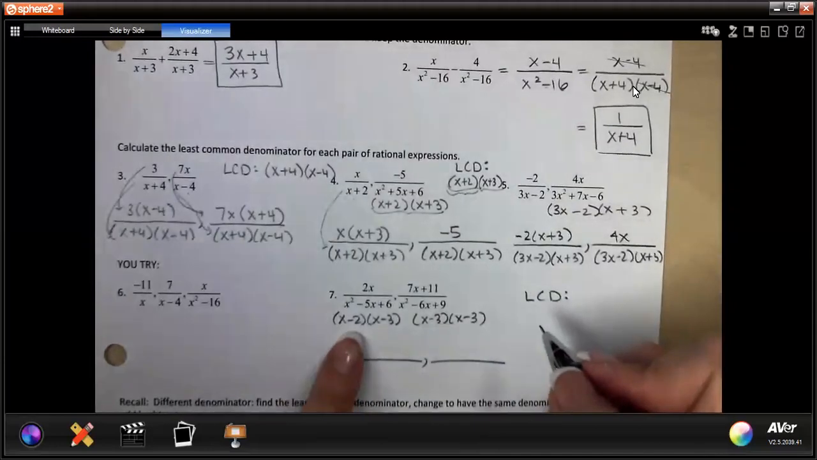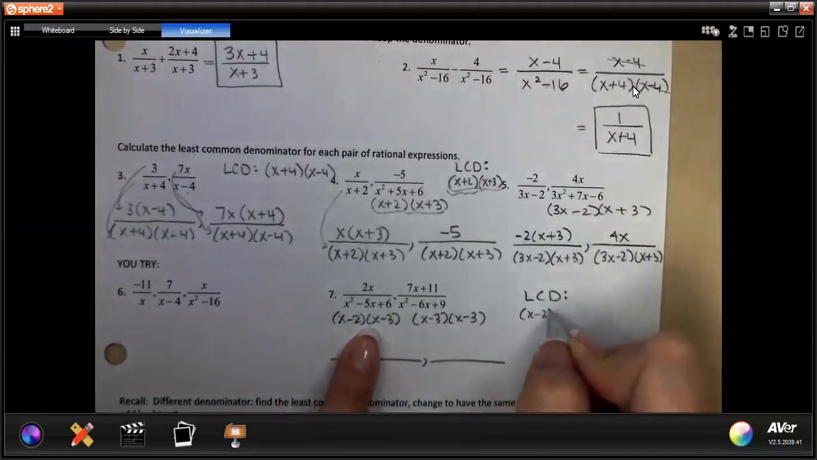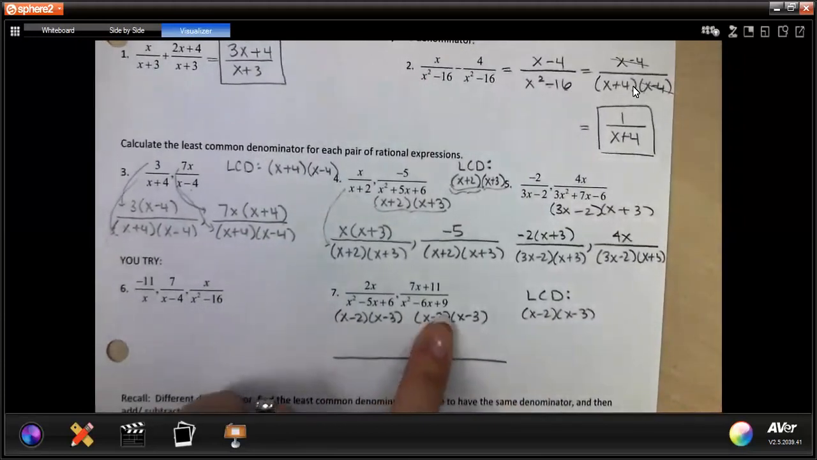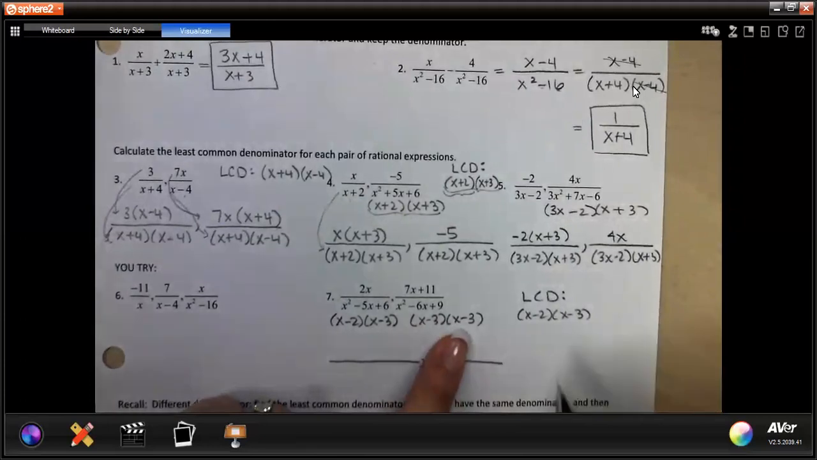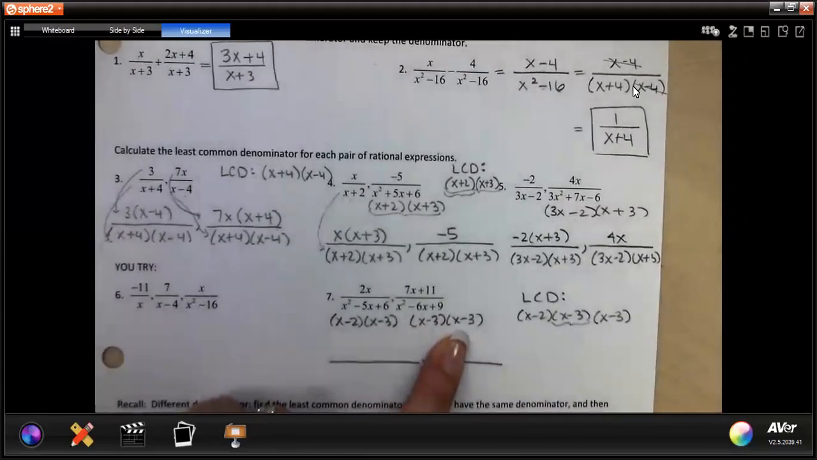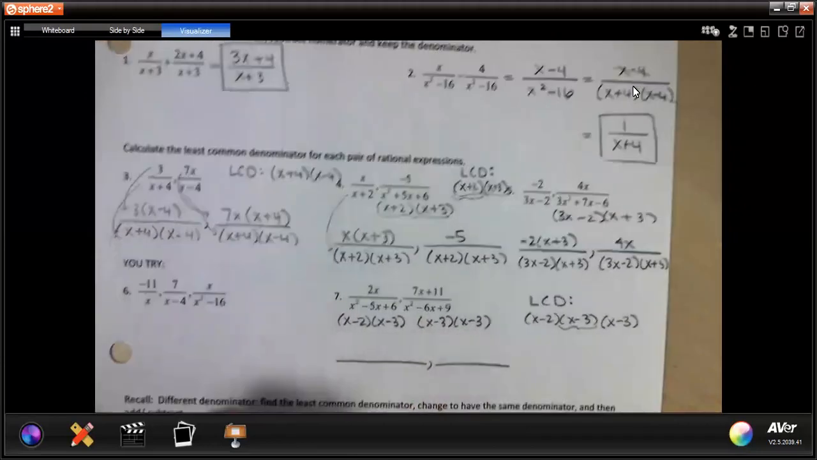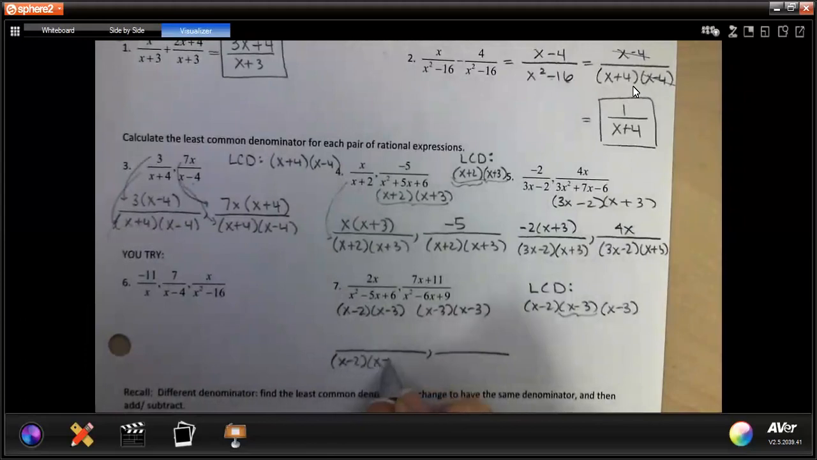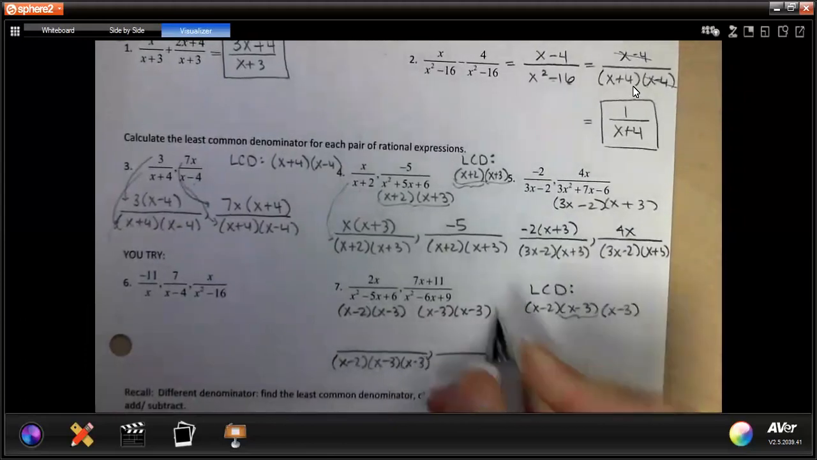I need an x minus 2 and an x minus 3 for this first one. For the second one, I need 2 x minus 3s. One of them is covered right here, so I would need one more. So our new denominator is going to be x minus 2, x minus 3, x minus 3.